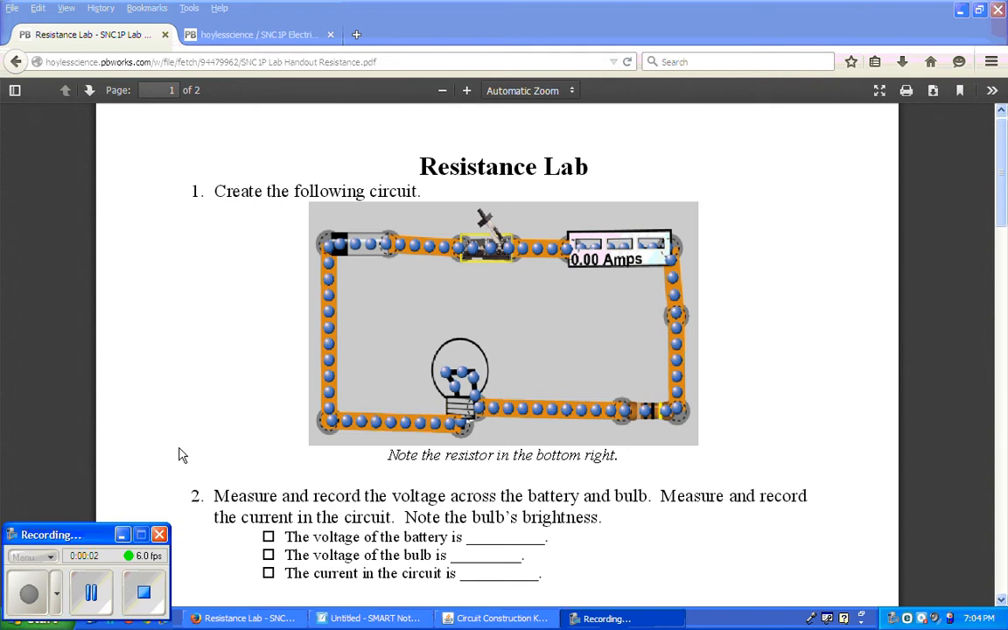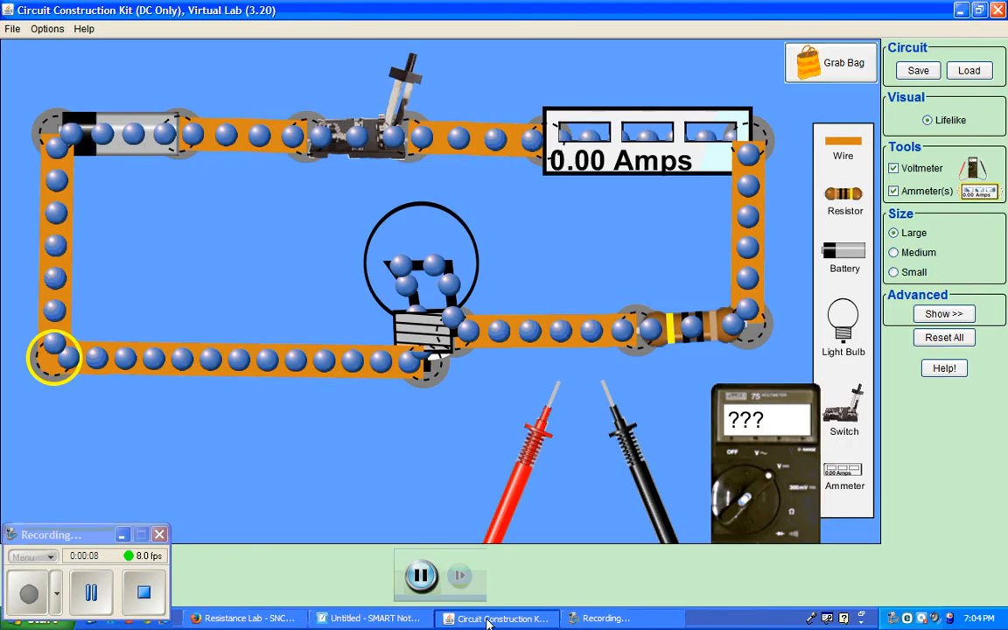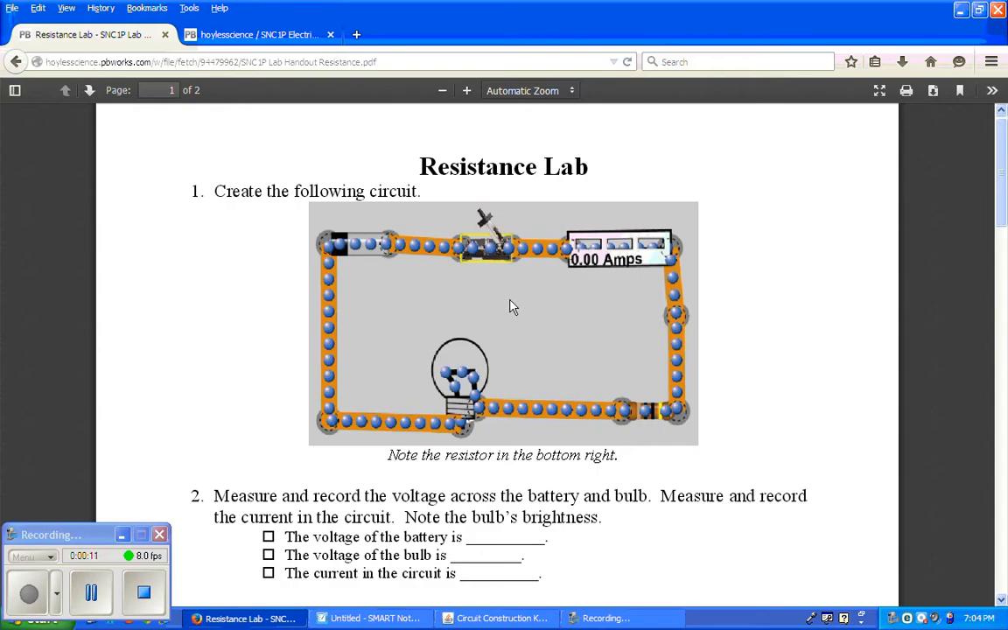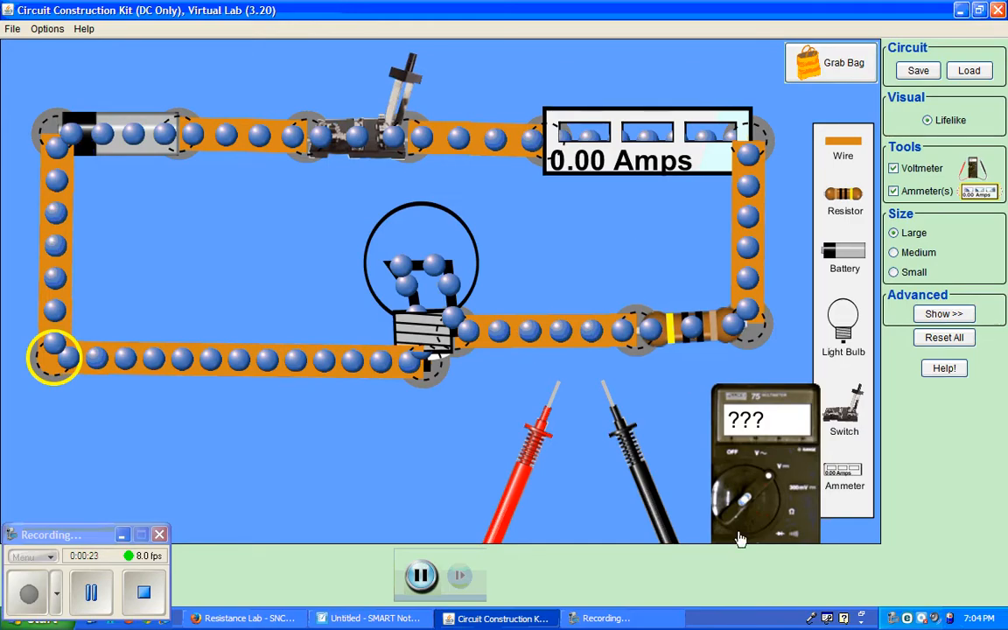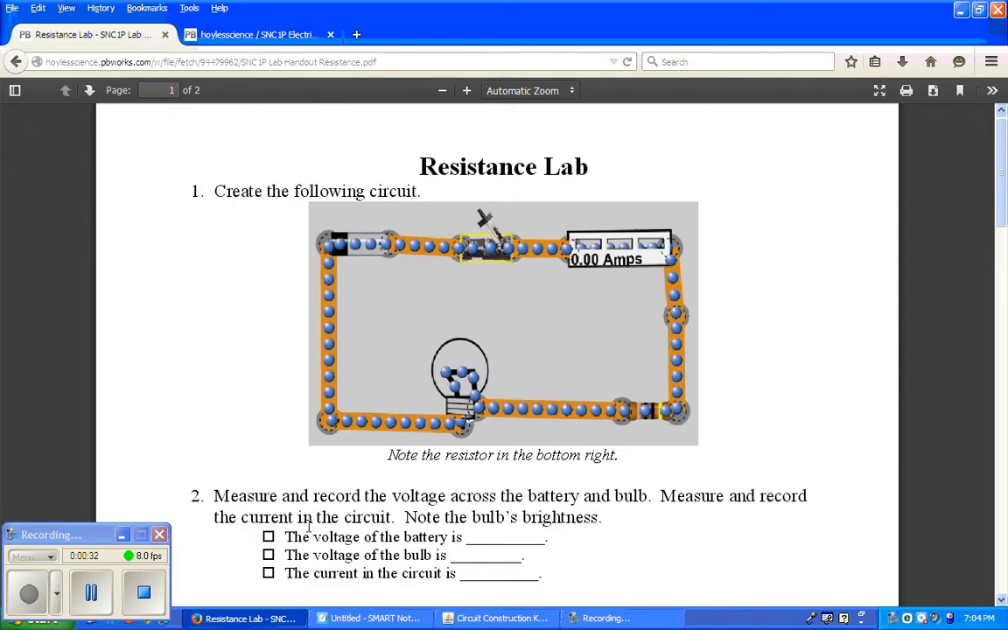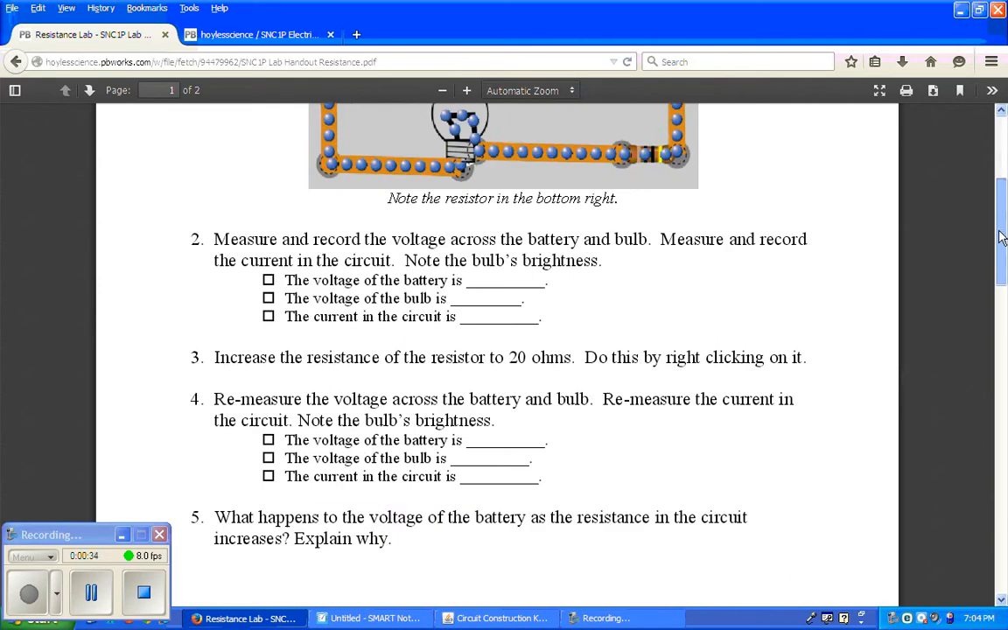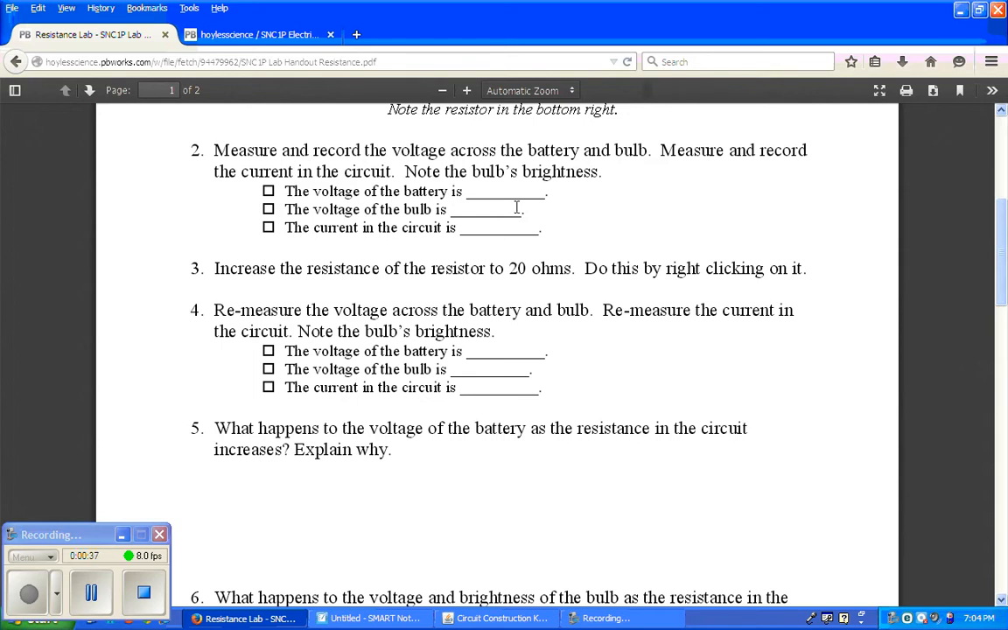All right, this is the video where we're looking at resistance. We're actually using this simulation software and going off of this lab sheet called Resistance Lab, which you have in your packet. I've already created this circuit right here in the simulation software, and I've got my voltmeter ready to go. We can use that if necessary. The idea is for you to go through the steps of the lab and record your information right here. We'll do that together as we go through the lab using the simulation software.